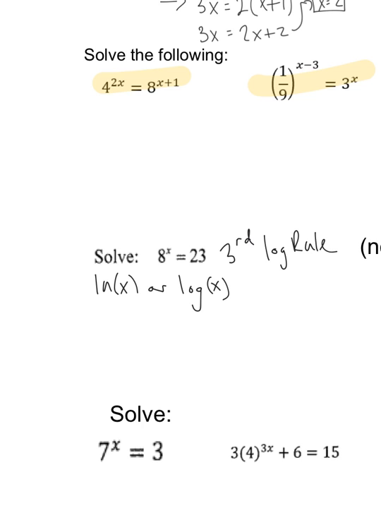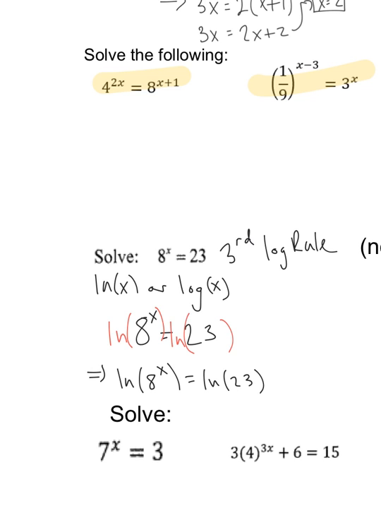What that means is when I look at a to the x equals 23, I can take the natural log of both sides. Natural log is a function. It's just like I can square both sides or add 2 to both sides like we did before. I can take the natural log of both sides. So what I get is the natural log of a to the x is equal to the natural log of 23. Which is nice because, like I said before, that third log rule lets me take this x and bring it out in front.